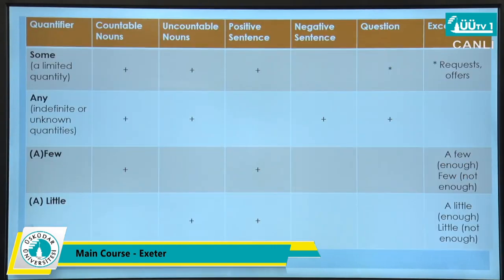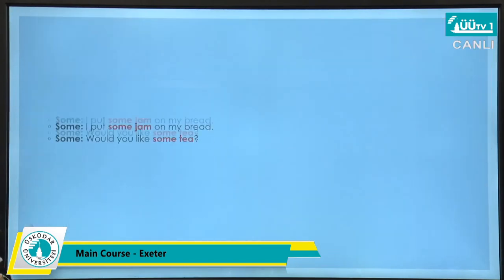Let's start with the first one that we know, some. Some means a limited quantity, and we can use some with countable and uncountable nouns, and we use it only in positive sentences. But there's something that you should know. With some, we have an exception: we can use some in questions, but that question should be a request or an offer.